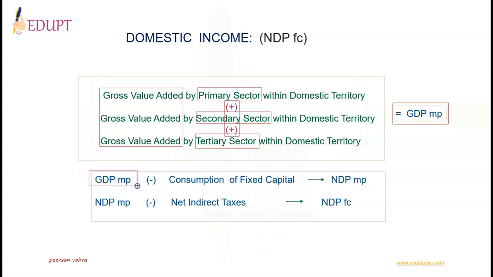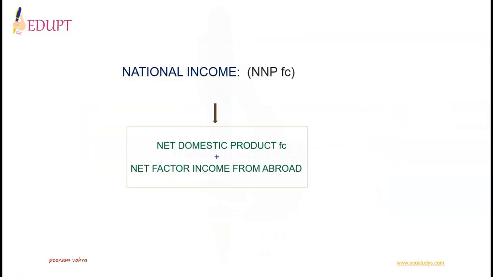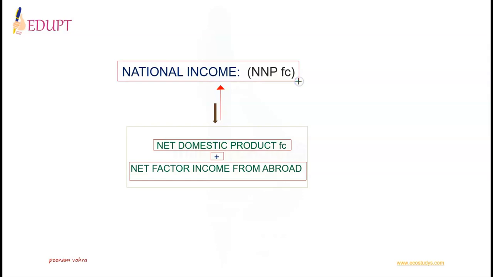From GDP at market price, one needs to find NDP at factor cost. This is possible when consumption of fixed capital is deducted from GDP at market price to get NDP at market price and then net indirect taxes are deducted and one gets NDP at factor cost. Once domestic income or NDP at factor cost is estimated, then one has to estimate net factor income earned from abroad and add it to NDP at factor cost to get national income or NNP at factor cost.